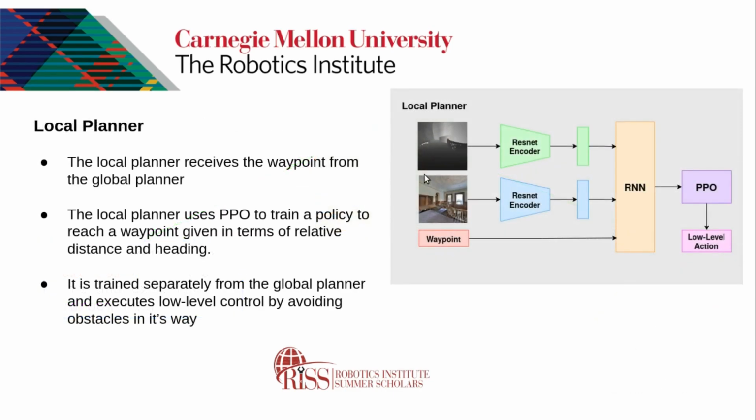Finally, the global planner generates a waypoint in terms of distance and heading relative to its current position. Such a waypoint is passed to the local planner, which executes a series of low-level actions to reach the goal. The local planner was trained separately from the global planner and uses proximal policy optimization.